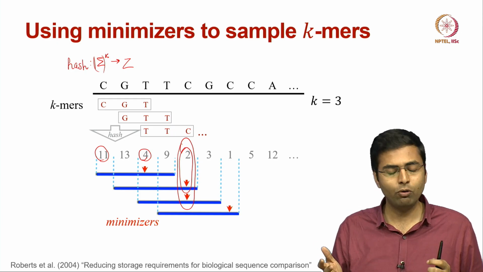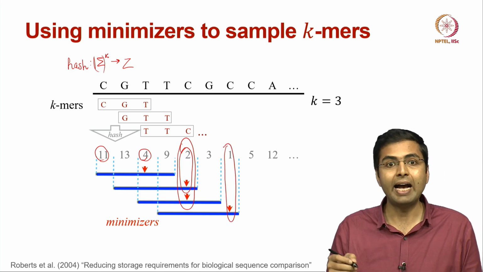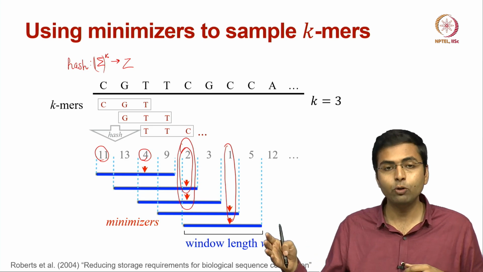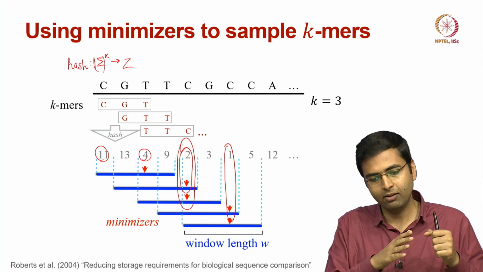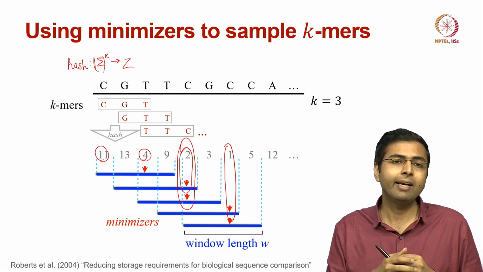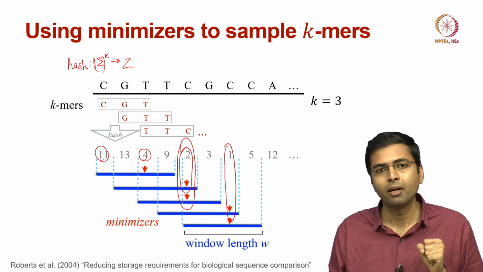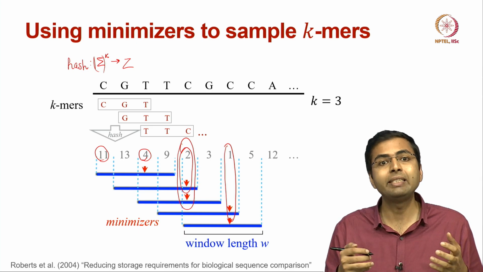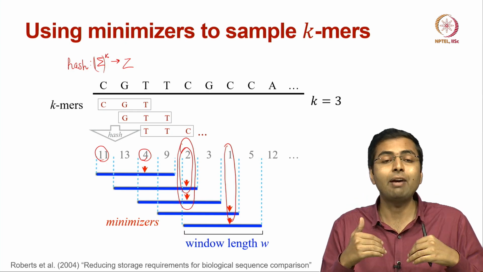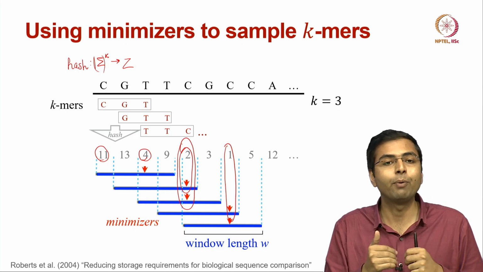Further, I slide my window, this time the minimum value has changed and I pick a new k-mer which has hash value 1, and subsequently I continue this process until I reach the end of the sequence. So, effectively you are picking minimum values from each sliding window, and therefore a k-mer would be sampled if its hash value is minimum in at least one of the windows overlapping with it.